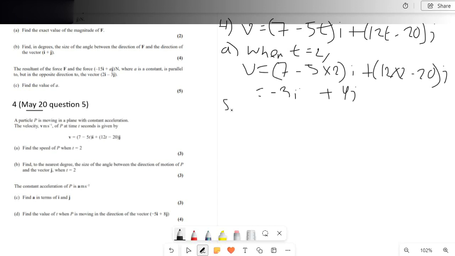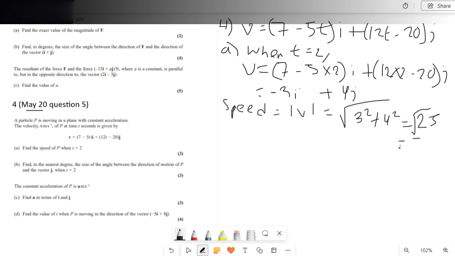Now we know that speed is the modulus or the absolute magnitude of v. So we get root over 3 squared plus 4 squared, which is root over 25. And because 5 squared is 25, we can say the speed is 5 meters per second.